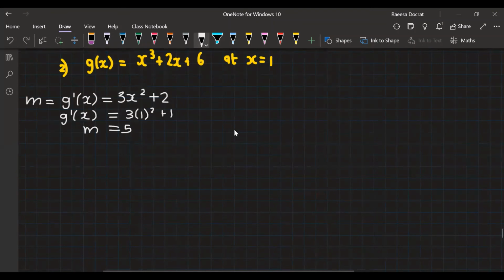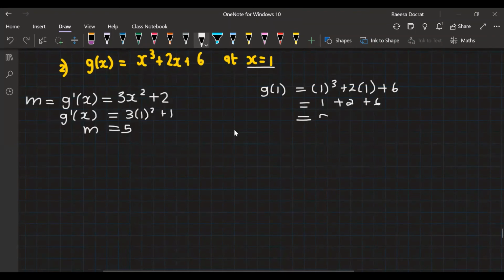Now we need to find the point. We already know that x is equal to 1, so we want the y coordinate. So we evaluate it at x is equal to 1. So it's 1 cubed plus 2 times 1 plus 6, which is 1 plus 2 plus 6, which is 9. So our coordinate that lies on the tangent and on the graph is (1, 9). So all we have to do now is find the equation.